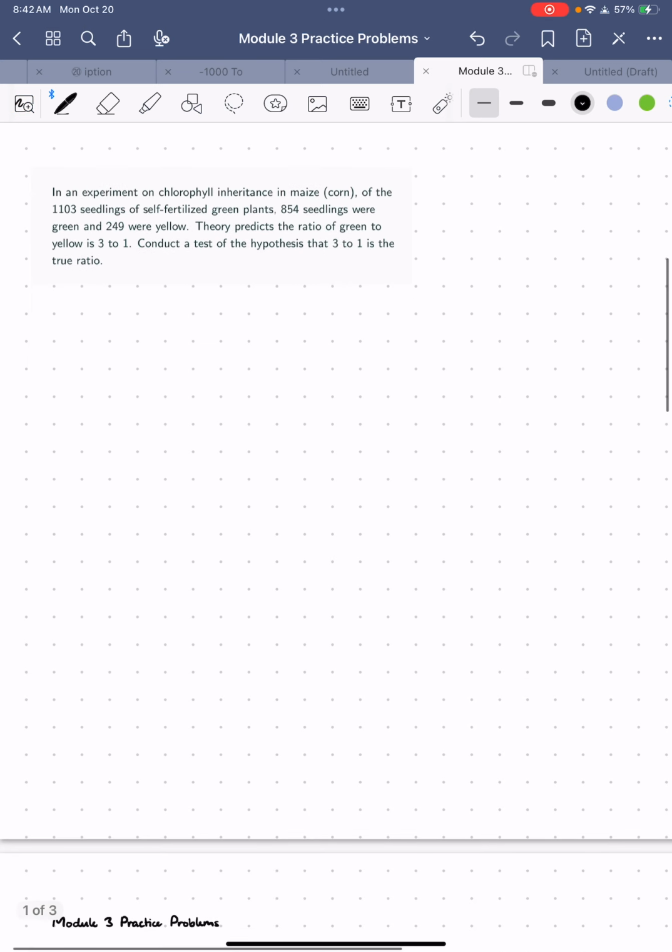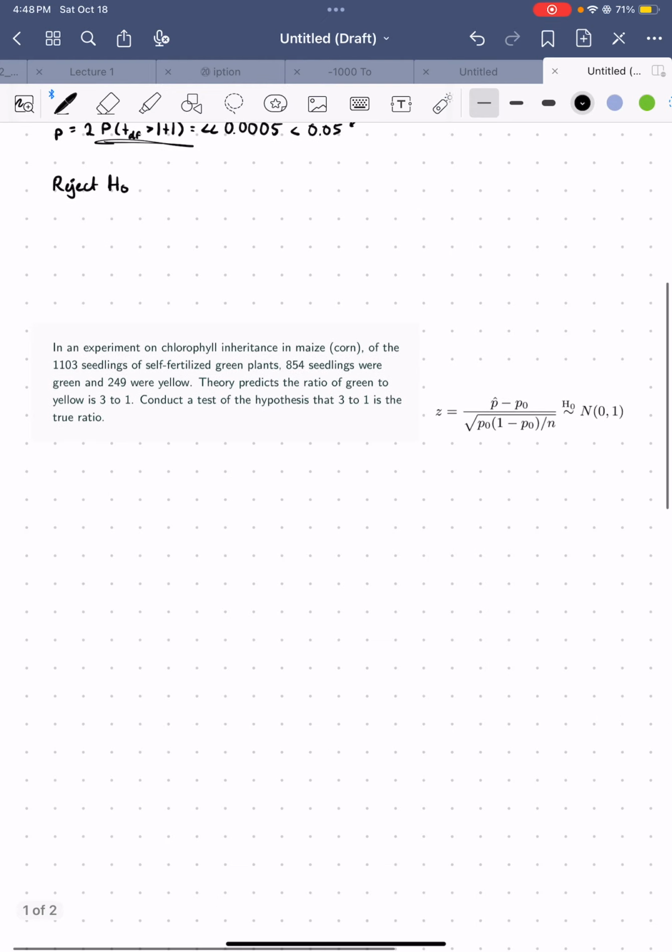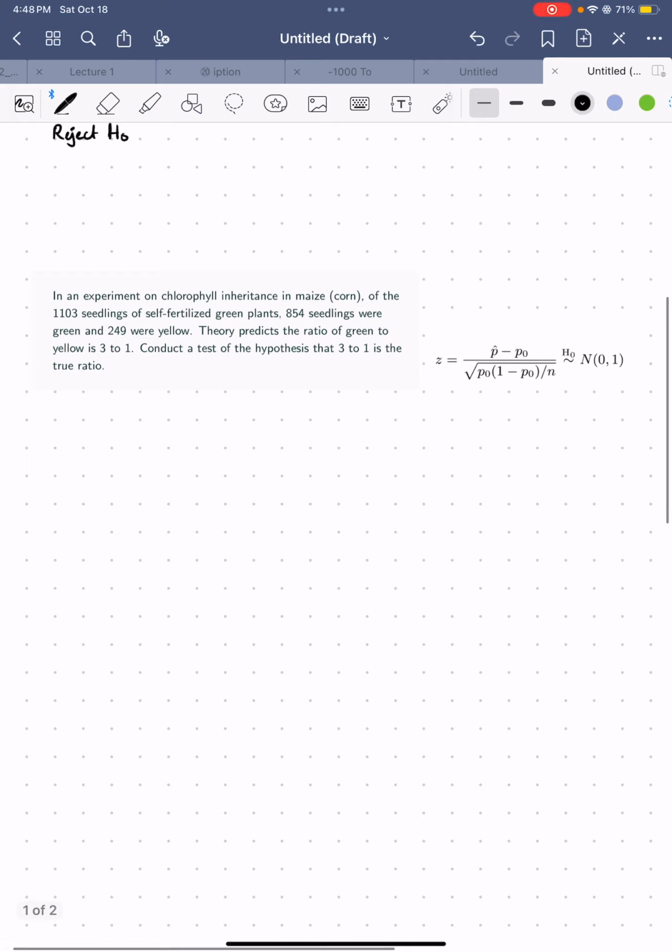Okay. For our next problem, we have an experiment on chlorophyll, and we're trying to find if the ratio of green to yellow of these seedlings is truly 3:1. So we can use a test of proportions for this.